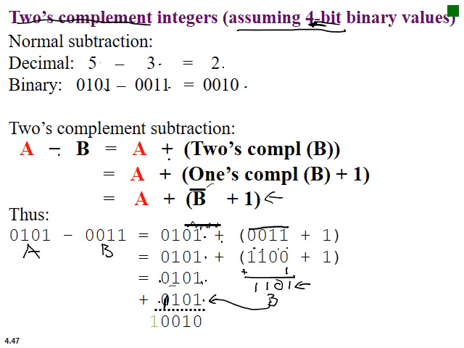1 plus 1 gives us 2, but we know that resets to 0, carry 1. 1 plus 0 gives us 1. Then we have again 1 plus 1 gives us 0 with a carry of 1. And 1 plus 0 plus 1 gives us again 0 with a carry of 1 over there, which comes and lies over here.